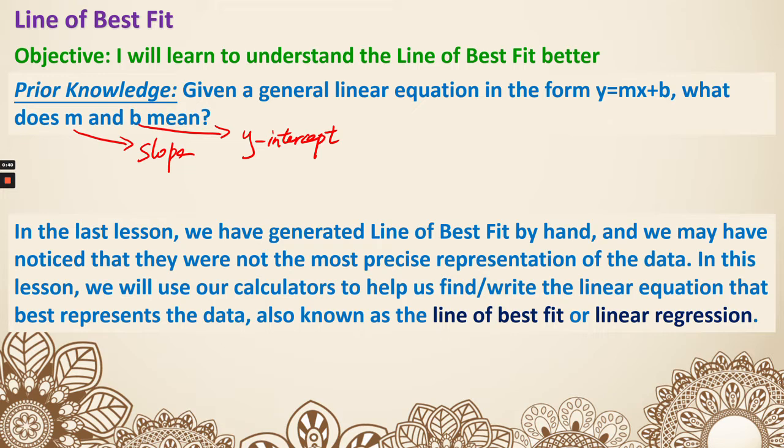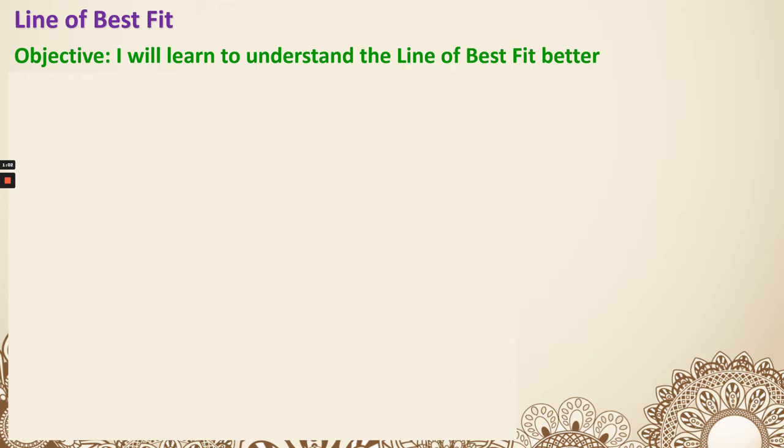In this lesson, we will use our calculators to help us find or write the linear equation that best represents the data, also known as the line of best fit or linear regression. Linear, because we're generating a straight line. Regression means trying to narrow down the data so that we can have a clear trend that we can follow. So let's get our calculator ready and see how to do it with a calculator.